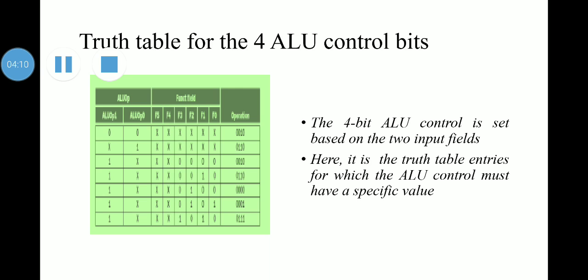If you see here, this is the truth table for the 4 ALU control bits. The 4-bit ALU control is set based on the 2 input fields. Here are the truth table entries for which the ALU control must have a specific value. So why we have shown this ALU control with a specific value: the truth table is very large, that is 2 power 8 is equal to 256 entries, and we don't care about the value of the ALU control for many of these input combinations.